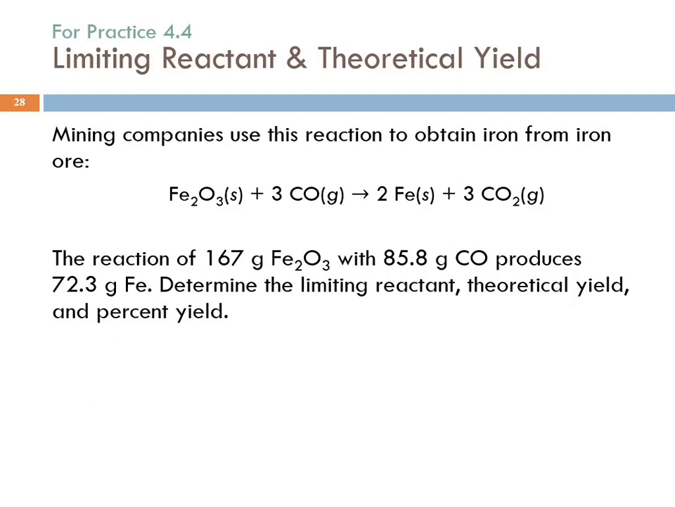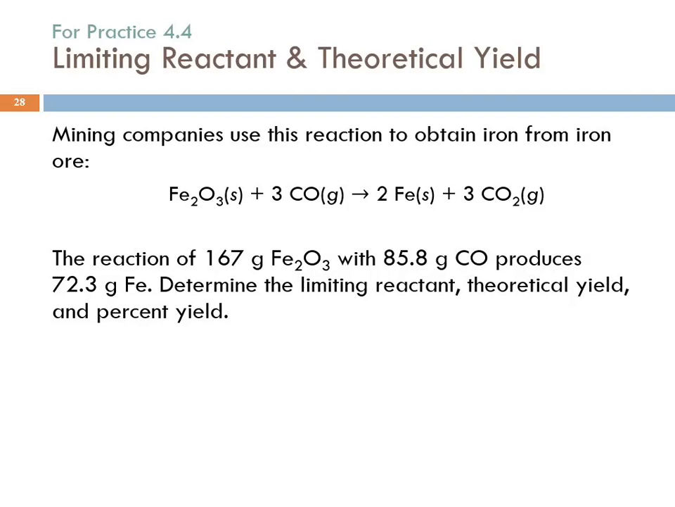Let's do another one. Mining companies use this reaction to obtain iron from iron ore. The reaction of 167 grams of iron(III) oxide with 85.8 grams of carbon monoxide produces 72.3 grams of iron. Determine the limiting reactant, the theoretical yield, and the percent yield. Again, use the chemical equation to organize your data.